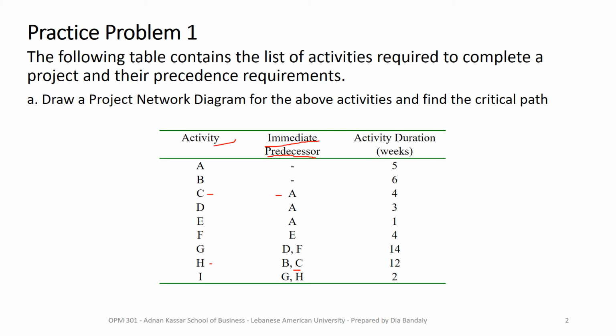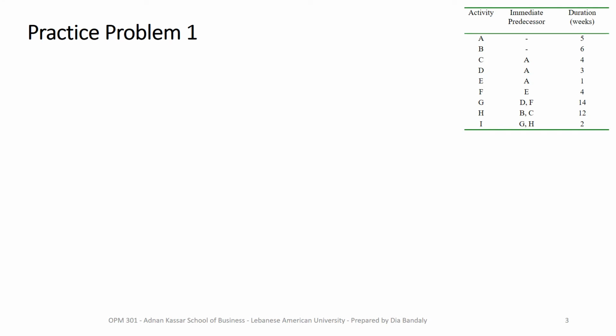So let's do it. To build the PND, I have posted the precedence relationship table on the right hand side so that you can see it as we are building the PND. So let's start. As we learned, we build the PND one activity at a time, and we look at the precedence relationship table, which is here. So we go from the top. Activity A has no precedence relationship, so I can put it anywhere, as we learned before.